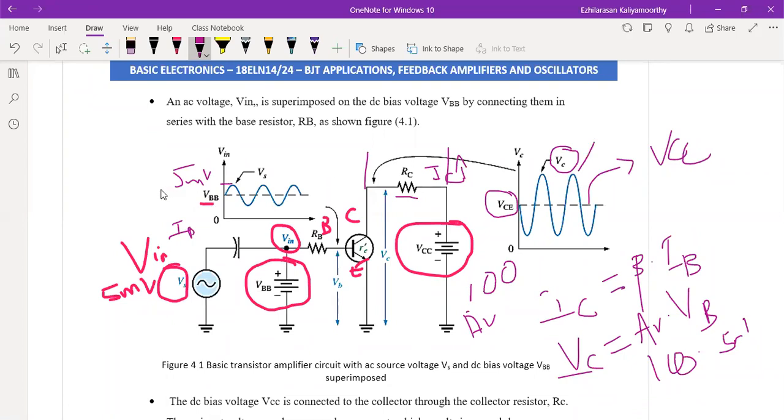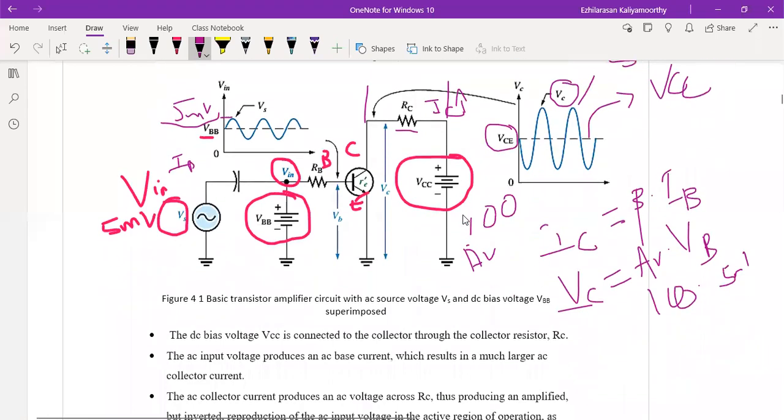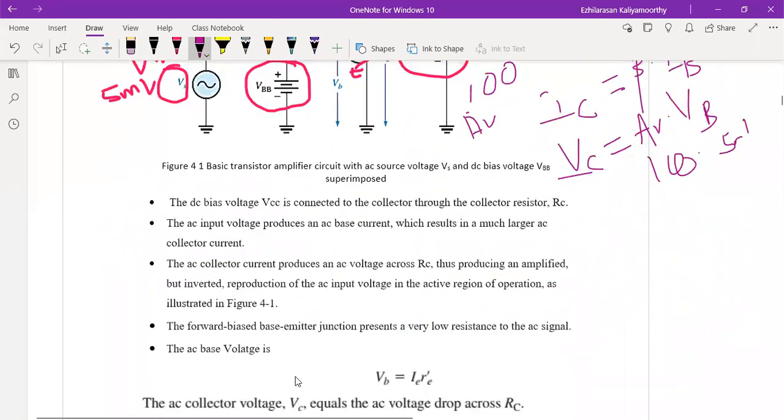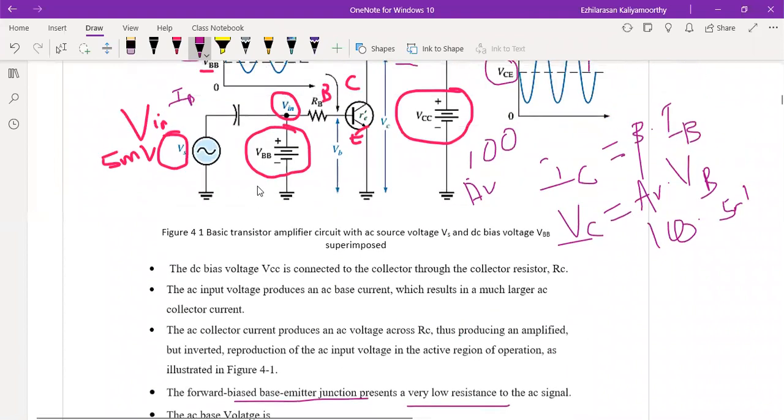See here, the input is 5 millivolt. The output is 500 millivolt. So what happened? The output voltage increased. So it is amplified. That is the meaning of that. The forward biased base emitter junction presents a very low resistance to the AC signal.